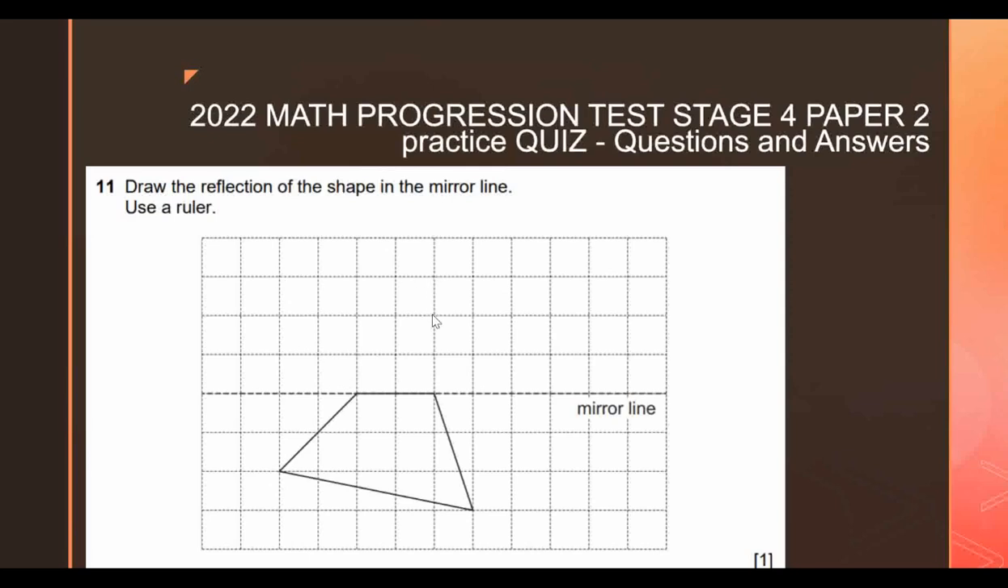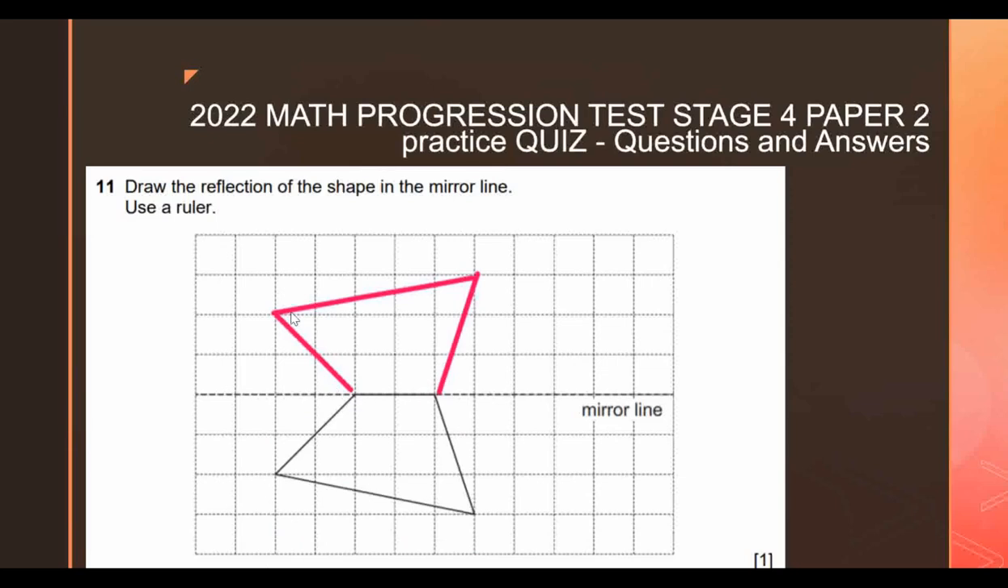Let's see the correct answer. So this is this shape. So reflection means it has reflected, and the shape is the same, only reflected by the mirror line. Next, if you have any question about this reflection, you may write in the comment section. We'll reply to you in another video to explain further about reflection.